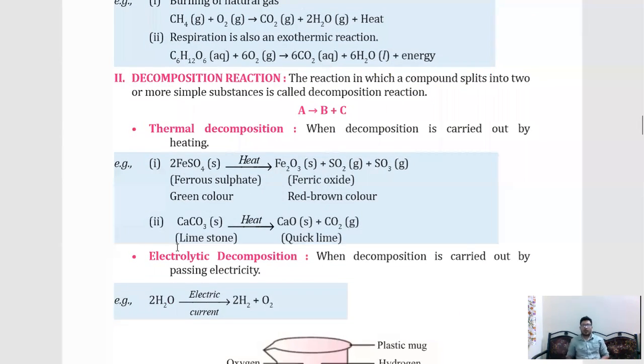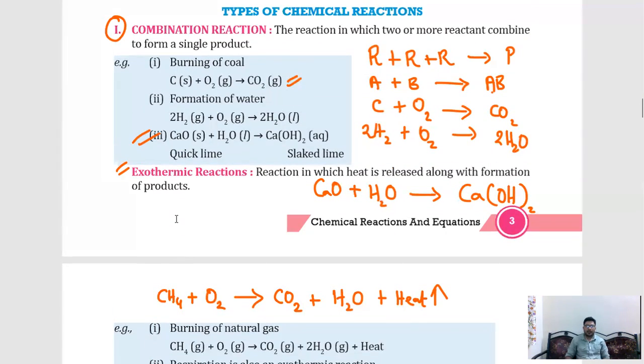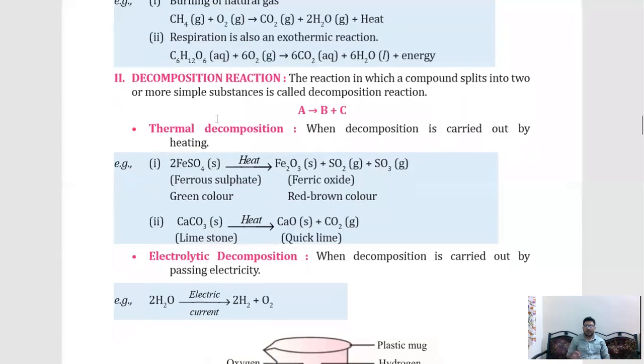Yes, we have seen combination reaction, that is the first type. Next one, decomposition. In the name itself, it is the reaction in which a single compound splits into two or more simple substances. Here we can observe A splitting into B plus C, or simply to say, AB splitting into A plus B.